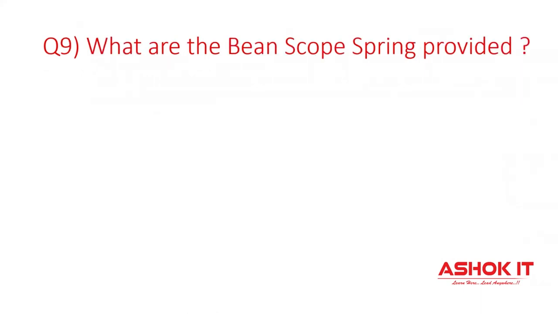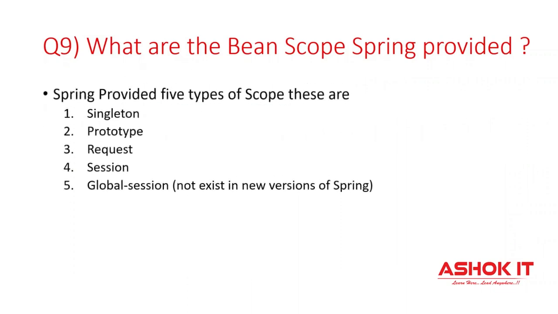Next question. What are the bean scopes in Spring? The general meaning of scope indicates how long an object is present in the container. There are a total of 5 scopes, but the 5th one is not available now. The first scope is singleton. This scope says the container is going to create only one object for our configuration. Prototype says a new object is created every time you access it. Request and session relate to web applications only. Singleton and prototype work for any type of application.